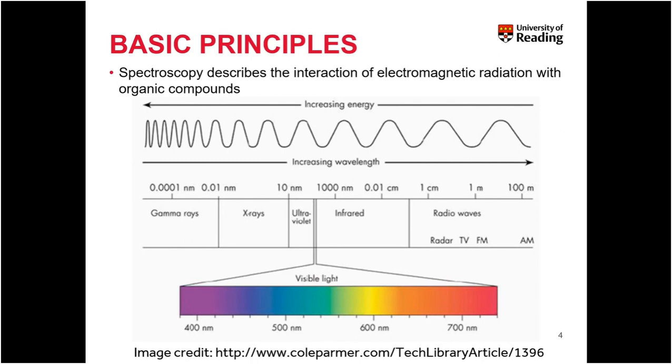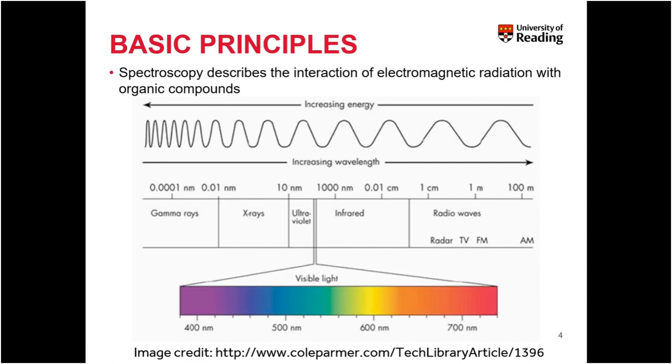Okay, so the basic principle that underlies spectroscopy, any type of spectroscopy, is that it relies on the interaction of electromagnetic radiation with a compound or molecule of interest. Typically, in pharmacy, we're looking at organic compounds, so compounds containing carbon, hydrogen, nitrogen, etc.